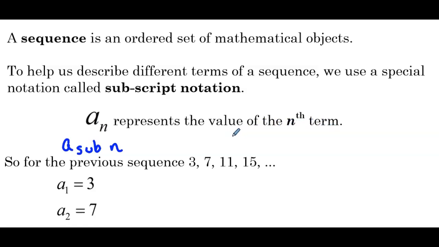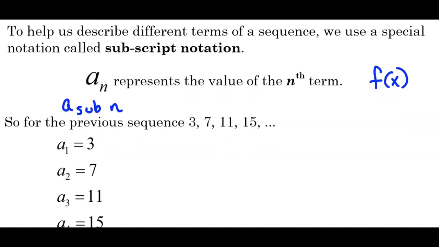This works similar to function notation. Right? If we had f of x, that's our function notation. x is the input, f of x is the output. So in subscript notation, n is the input. What term of the sequence are we dealing with? a sub n is the output. It gives us what the number is.